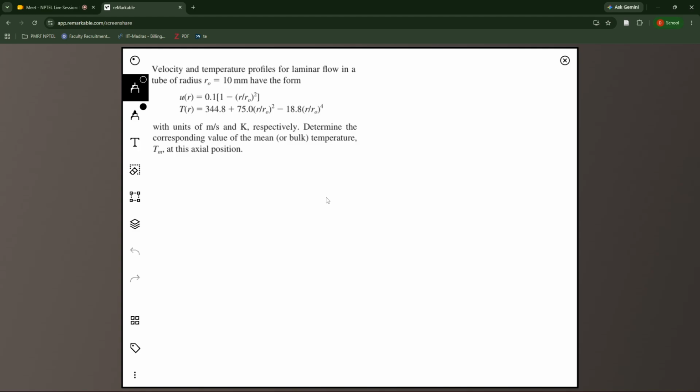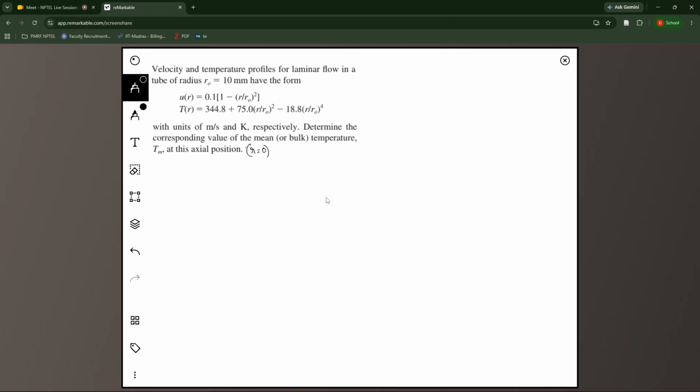Now the question is you'll have to find the mean temperature at some particular position, where here it is the axial position, which means you have to do that at r equal to 0. This is more of a mathematical exercise, so I think you'll be able to solve it. Maybe it will take a little more time to do the integration.